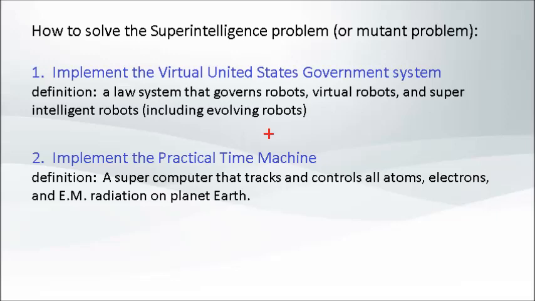Despite the overwhelming amount of comic book issues made by Marvel Comics on the X-Men series, a resolution to the mutant problem has not been presented yet. In this video I will propose two solutions to this problem. The first solution is to implement the virtual United States government. The second solution is to implement the practical time machine. Both methods are patented by me and were described in great detail in my books or applications filed between 2007 and 2008.